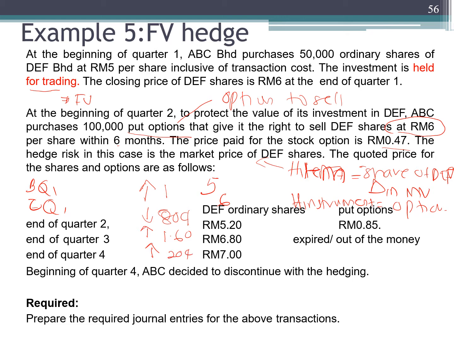Okay, look at the options here. You only have the options at the end of quarter 2. The price of the options at the beginning of quarter 2, the option value here is 0.47, and after that it increased to 0.85. So the difference that we have here is 38 cents. Then in quarter 3, the option is already expired, because this option here is only for 6 months. So you have to start from the beginning of quarter 2.